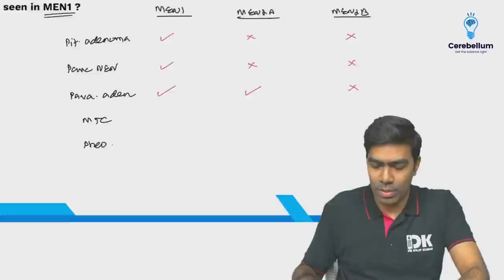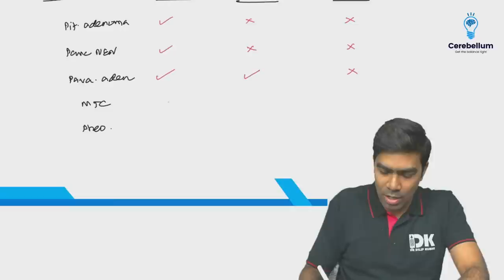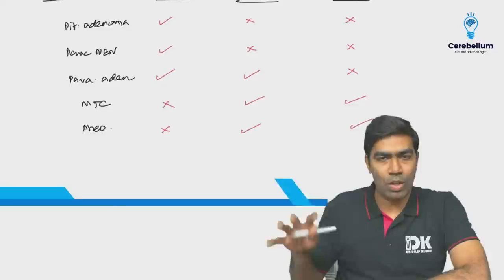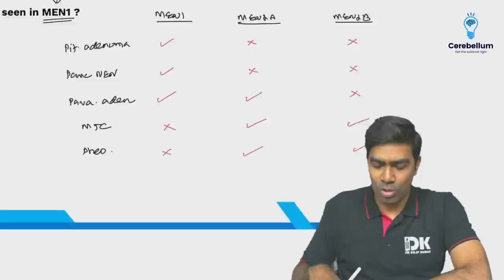What about medullary thyroid cancer? Not seen in MEN1, but seen in MEN2A and MEN2B. What about pheochromocytomas? Not seen in MEN1, but seen in MEN2A and MEN2B. Okay, that's all. If you know this, that is enough. This is the most important table, I want to say.